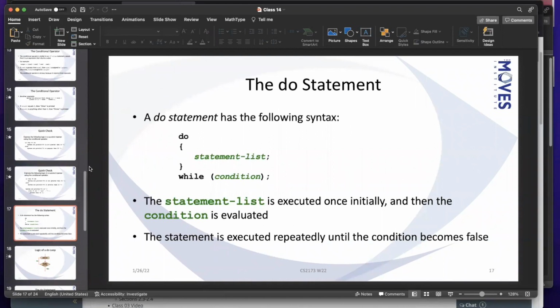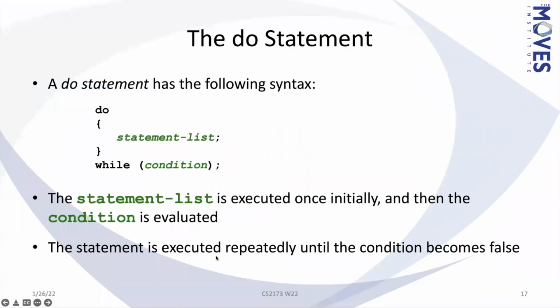Okay, moving on to the do or do while statement, or do loop. This has the following syntax. You start with do, and now you have to have curly braces, because you have do, curly braces, while, condition, semicolon. So the whole thing is just one statement.